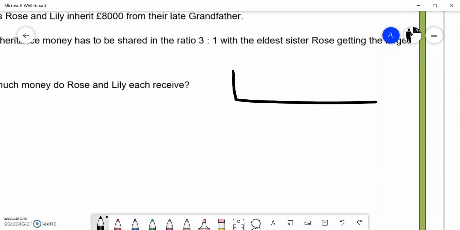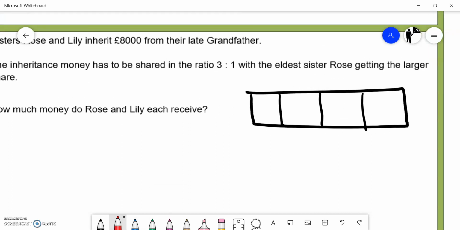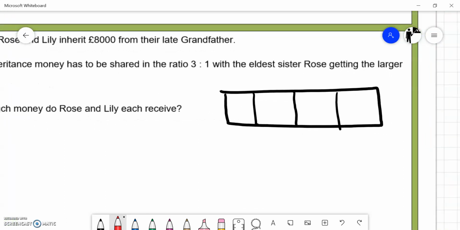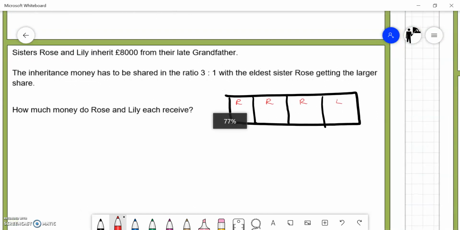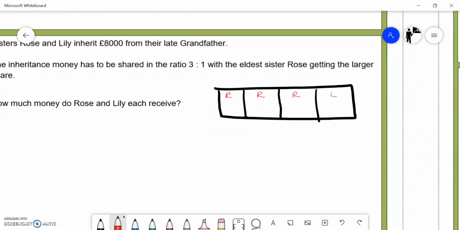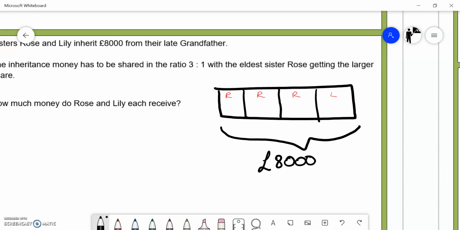So we've got an amount and it's shared in the ratio of 3 to 1. And who is it? So it's Rose and Lily. So Rose is getting 3 bits. Here's Rose. And here is Lily. Altogether, they are inheriting £8,000. So I'll just maybe draw something on top here. I'll just say that altogether, this is £8,000.